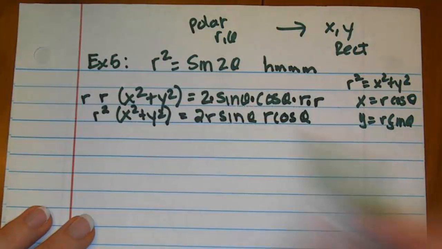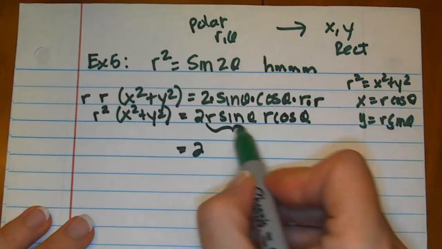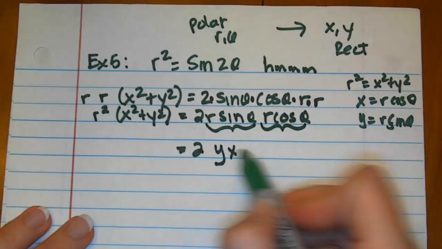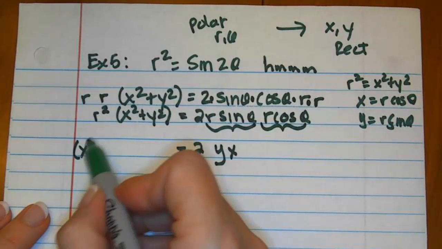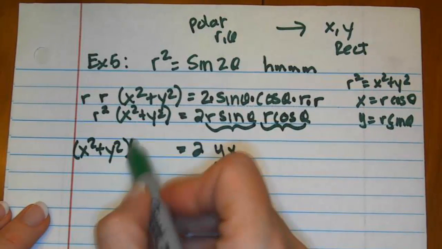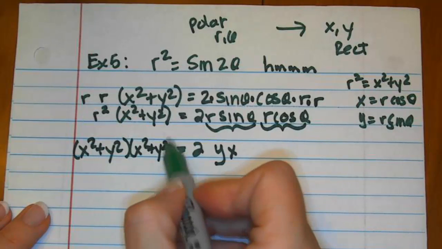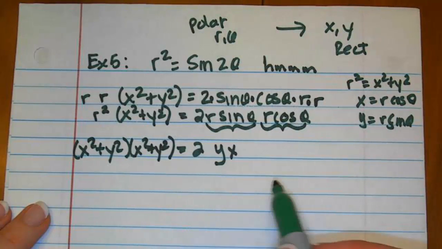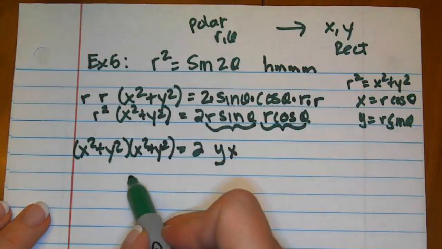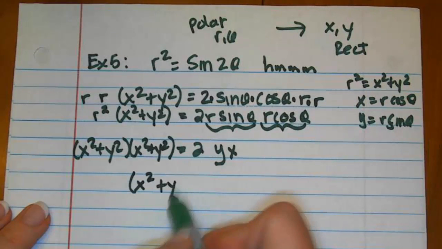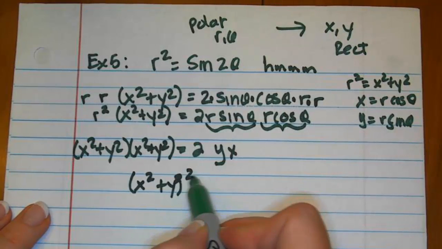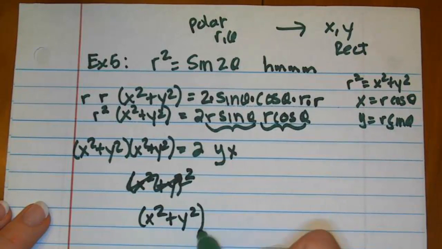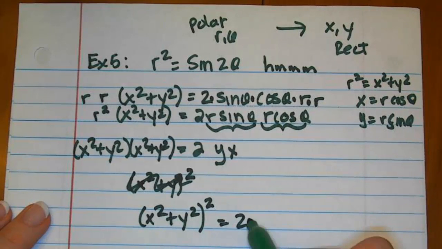And voila! I can write the 2. R sine theta is y. R cosine theta is x. R squared is another x squared plus y squared. And this is where you could keep going on and on when you don't need to. I could firm this up by saying x squared plus y squared, the quantity squared. Let me rewrite that, that wasn't clear. x squared plus y squared, the quantity squared, equals 2xy.